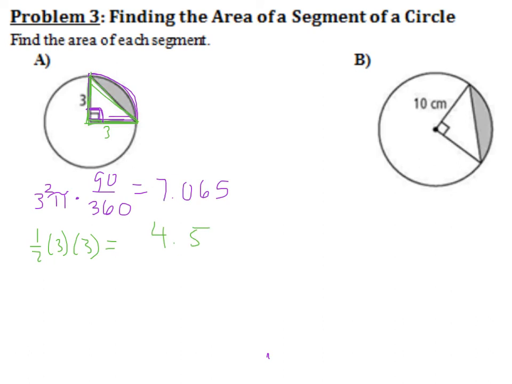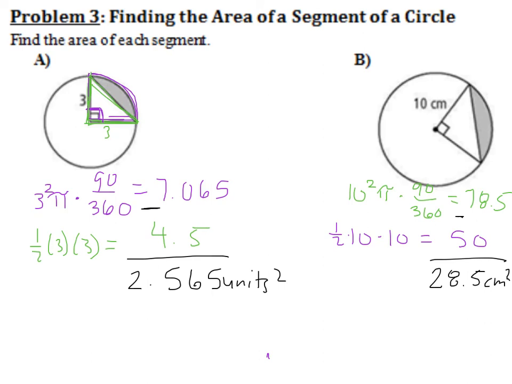So now that I have the area of my whole sector and the area of my triangle, I subtract those two, and I'll get 2.565, and I do not have units, but it'll be units squared. Right now I want you to attempt the next problem by yourself, so make sure to push pause and check your answer with mine. You should have gotten the area of this segment right here is going to be 28.5. Make sure you took wonderful notes and have a great day.